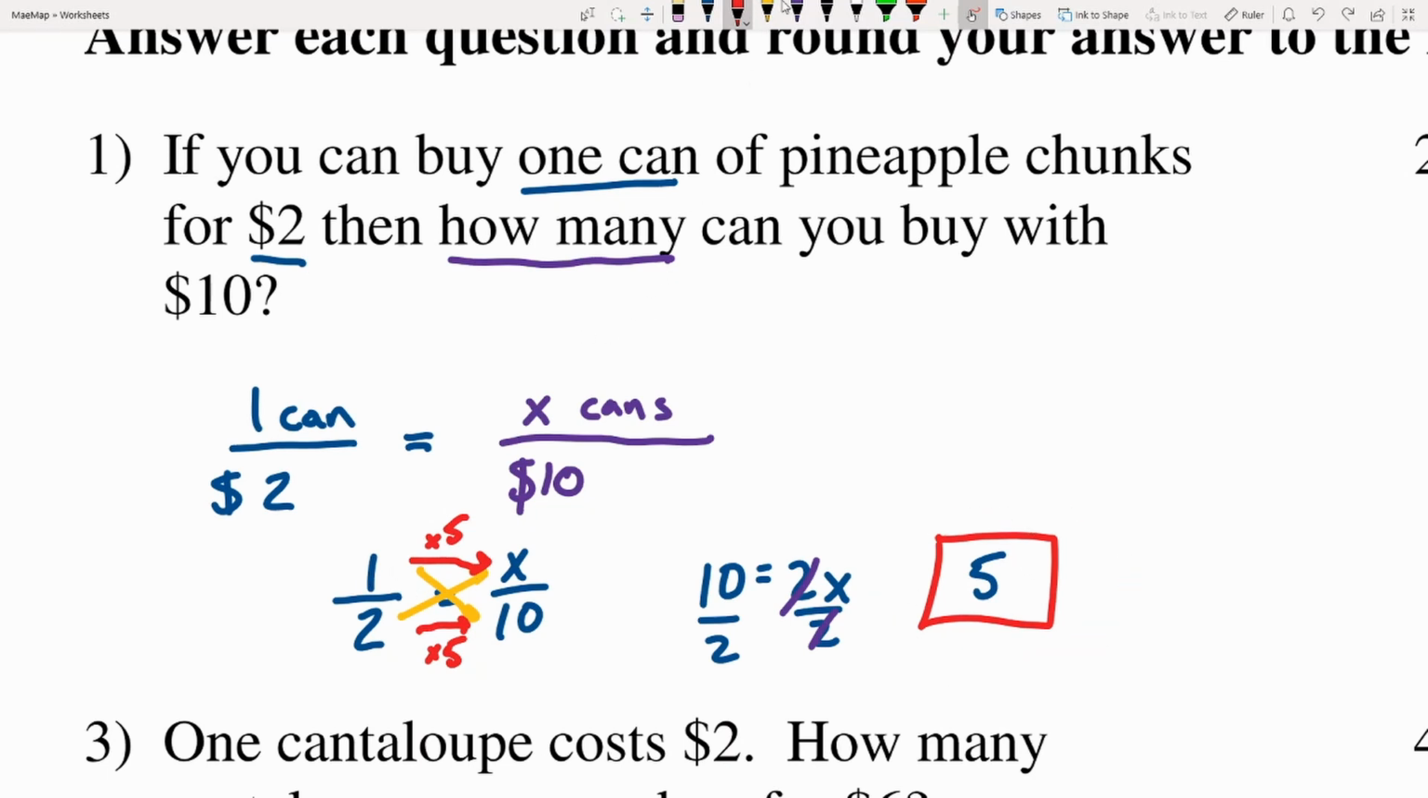And real quickly, just to give you another option, we could also think about this as 1 times what gives us 2. That's 1 times 2 gives us 2. Or really, we'll think about it this way: 2 divided by 2 gives us 1. So what do we have to divide by 2? We have to divide 10 by 2 to give us x. 10 divided by 2 is 5. So that's just a couple different ways to think about those proportions. Let's go ahead and move on to number 2.